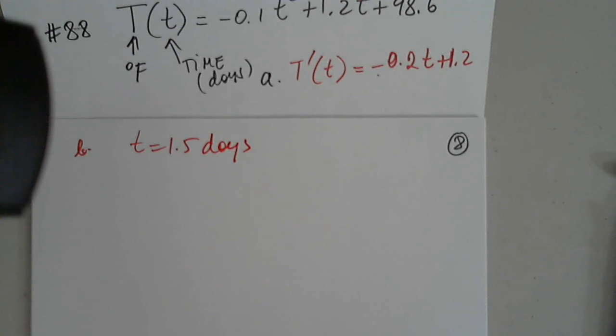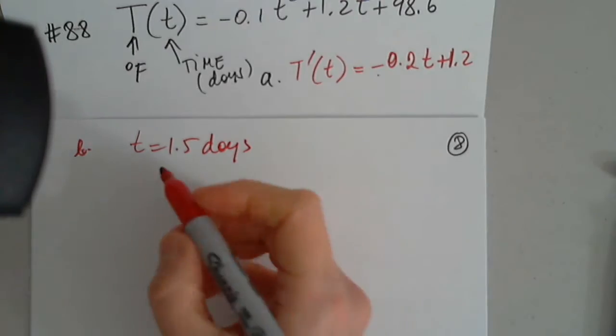What am I asked to find? And where do I plug this in? Find the temperature at t equals 1.5 days. You plug the 1.5 into the derivative. One more time. Find the temperature at t equals 1.5. I'm not asked to find the rate of change at t equals 1.5. Use the original function itself, yes.